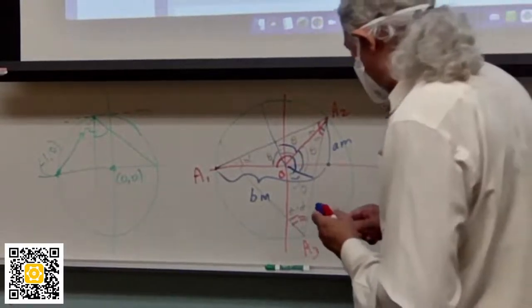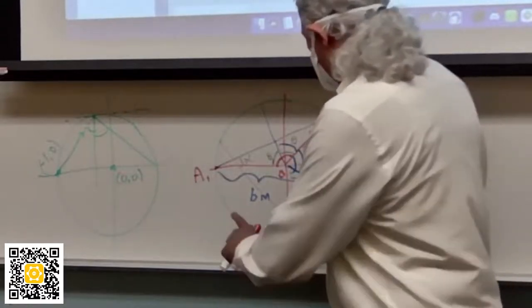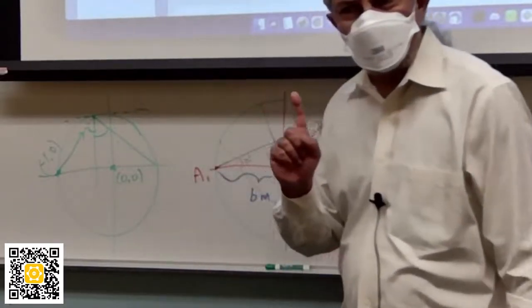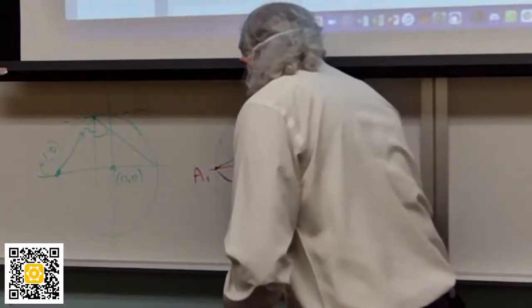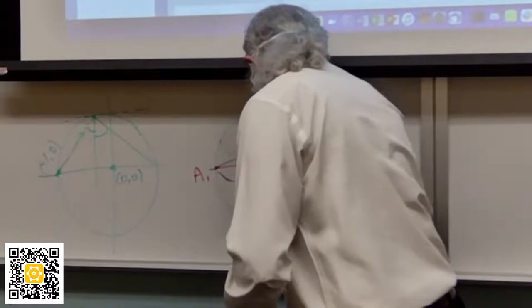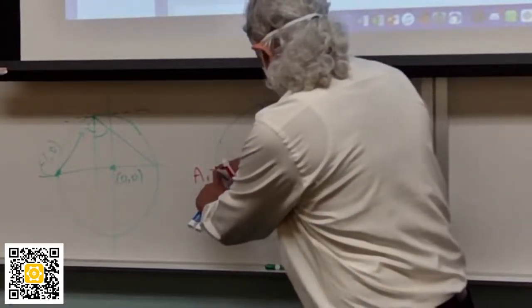So here's what I'm going to say. What is the length of this chord? Remember, the radius is 1, right? So we know one of these distances. So the radius r is equal to 1. So if this is 1 and this angle is alpha, what is that?